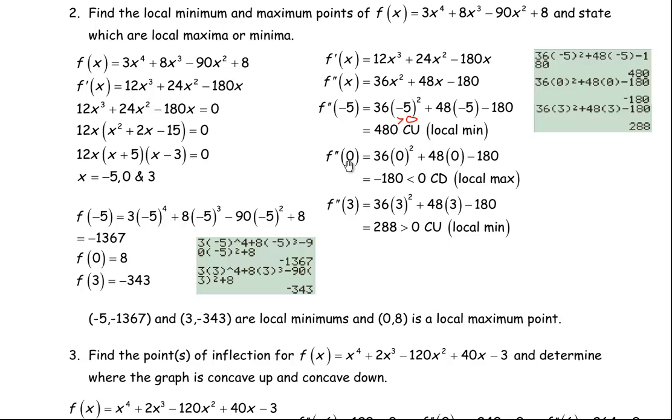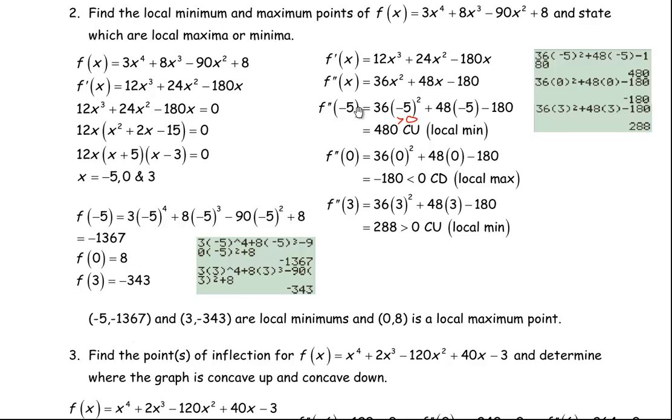If we put 0 in the second derivative, we get negative 180. So it's less than 0, so the graph is concave down. So at 0 we have a local maximum point. At 3, if we put 3 in the second derivative, and there's the calculation here, we get 288, which is greater than 0, and so it's concave up. So we have a local minimum again there.